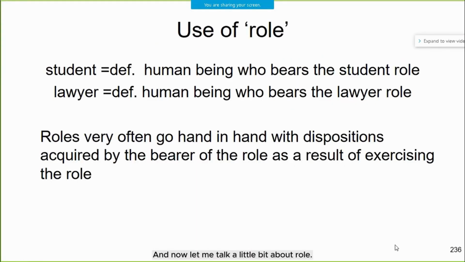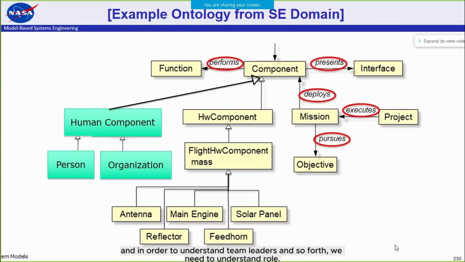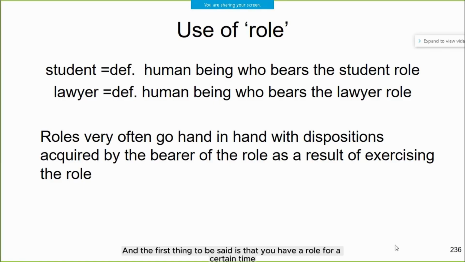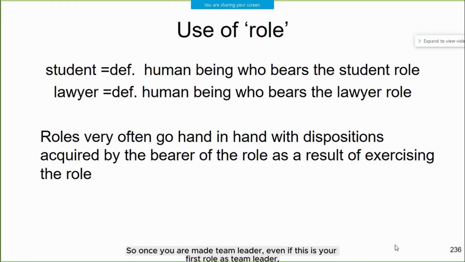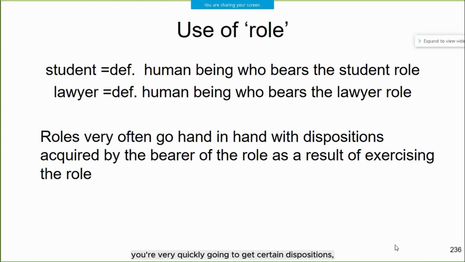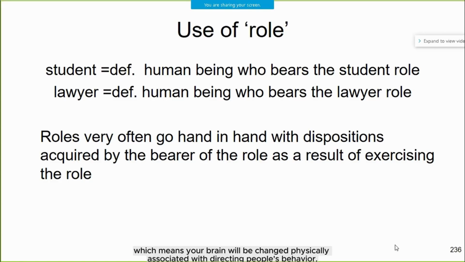Now let me talk a little bit about role. In order to understand human components and organizations and team leaders and so forth, we need to understand role. The first thing to be said is that you have a role for a certain time because of some social ascription or imposition. The second thing to be said is that once you get that role, you will very quickly gain associated dispositions. So once you are made team leader, if this is your first role as team leader, you're very quickly going to get certain dispositions, which means your brain will be changed physically, associated with directing people's behavior.